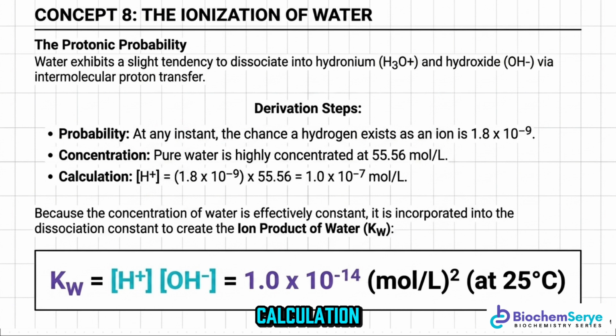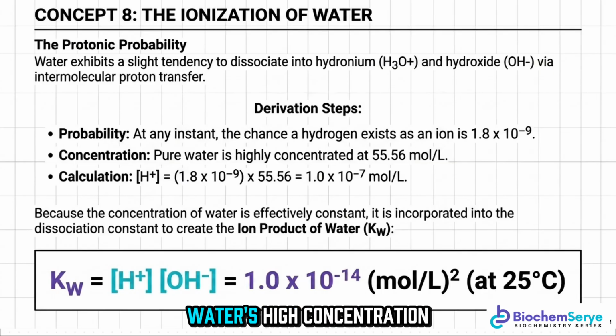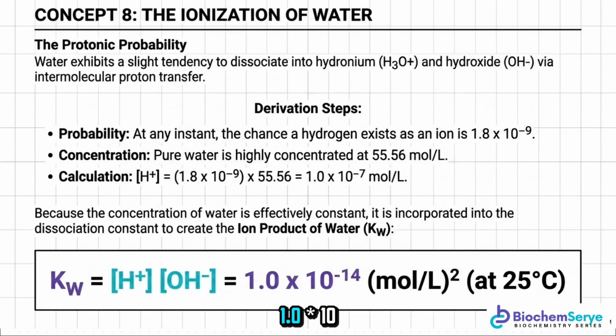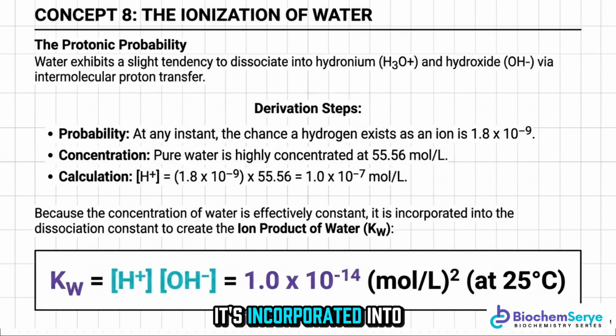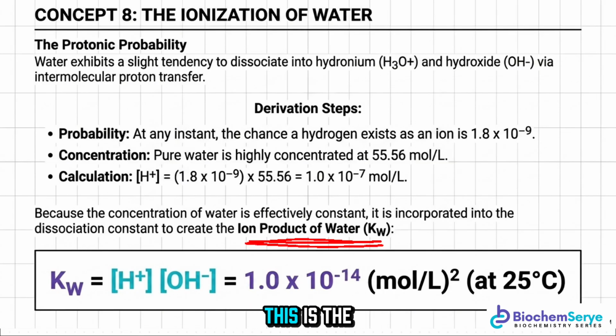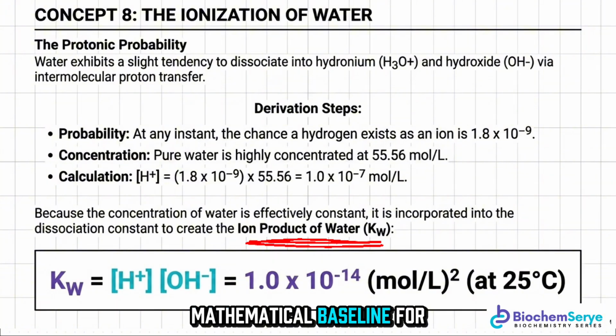Breaking down the calculation, at any given instant, the probability a hydrogen exists as an ion is 1.8 times 10 to the negative 9. Multiplied by pure water's high concentration of 55.56 moles per liter, we get exactly 1.0 times 10 to the negative 7 moles per liter of protons. Because water's concentration is effectively constant, it's incorporated into the ion product of water constant, known as Kw. This is the foundational mathematical baseline for all acid-base chemistry in the human body.